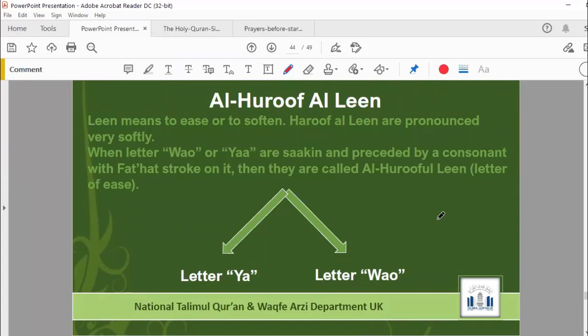Al-huruf al-lin. Lin means to ease or to soften. Huruf al-lin are pronounced very softly when the letter waw or ya is sakin and preceded by a consonant with fatha. No, this T is a typo error. Yeah.